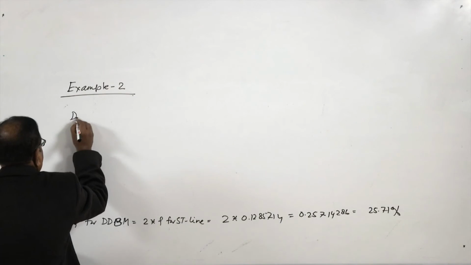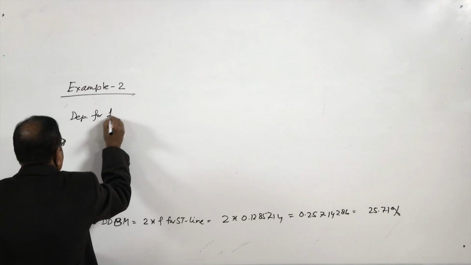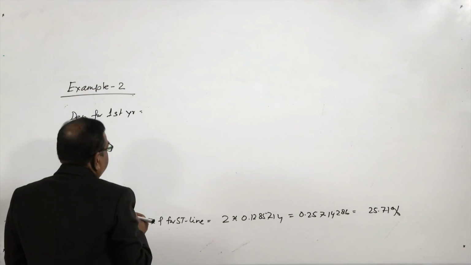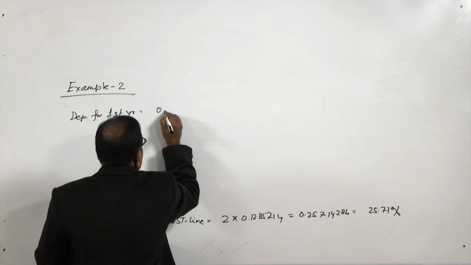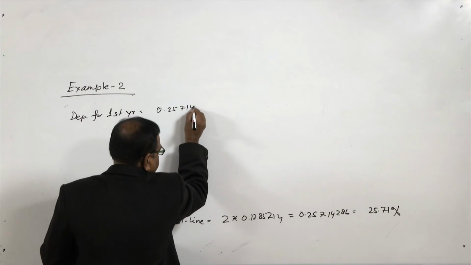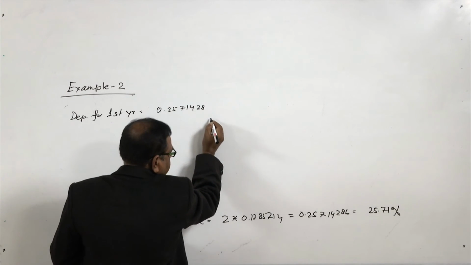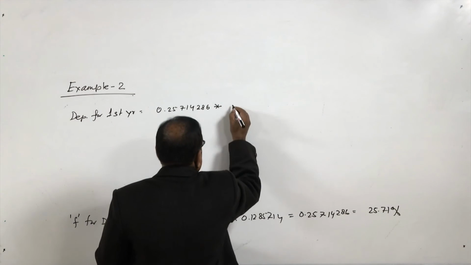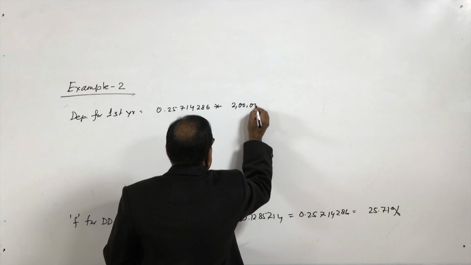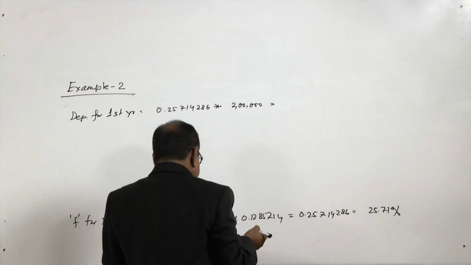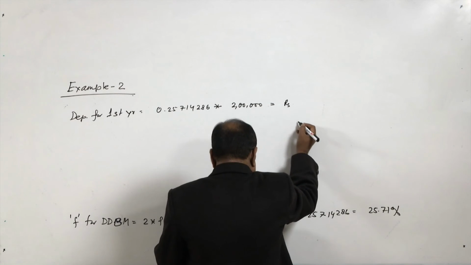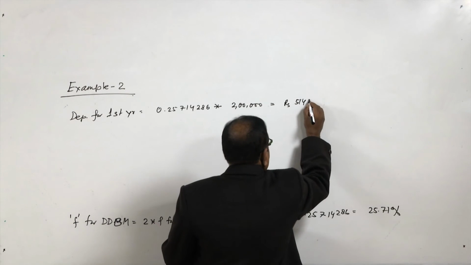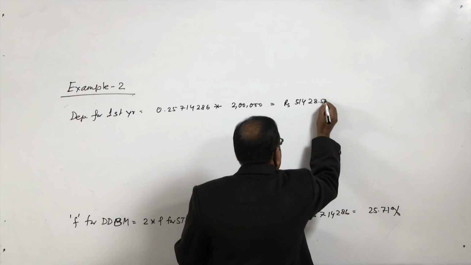Now depreciation for the first year will be this value 0.25714286 into rupees 2 lakh, that is the original cost of the equipment, which comes to be rupees 51428.57.